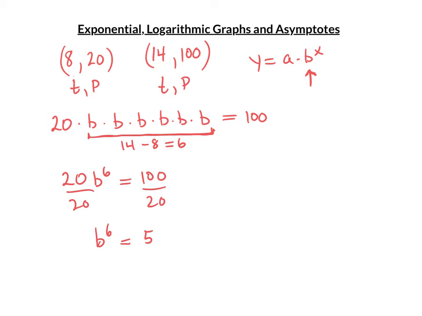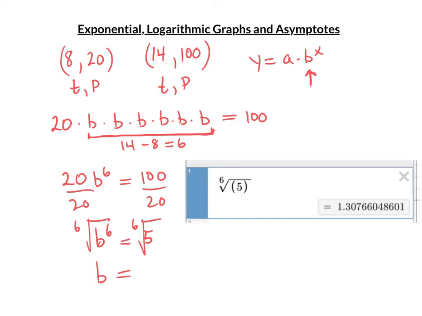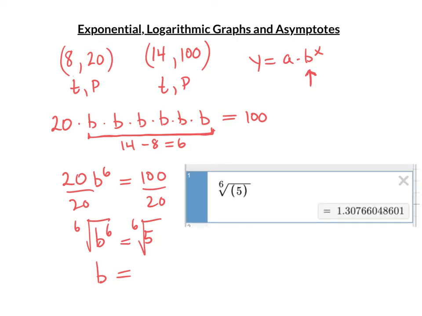That ended up nice, but if it's a fraction, you just plug the fraction into Desmos. To get rid of a sixth power, I use a sixth root, the sixth root of each side, and I'll plug this into Desmos. On your assignment, I have you round to the thousandth. That's the third decimal spot. Notice that past the 7 is a 6. That means it's going to make that 7 an 8. 1.308 is my common ratio.